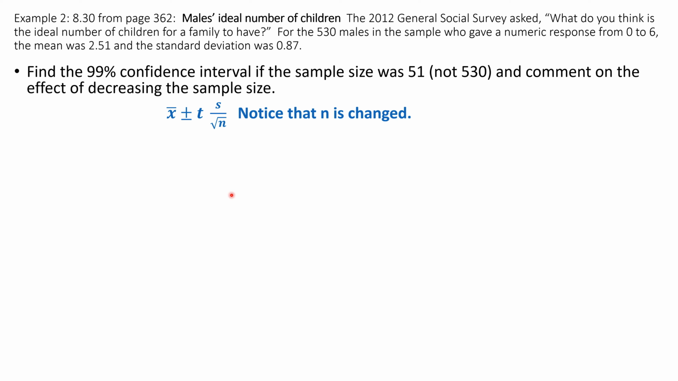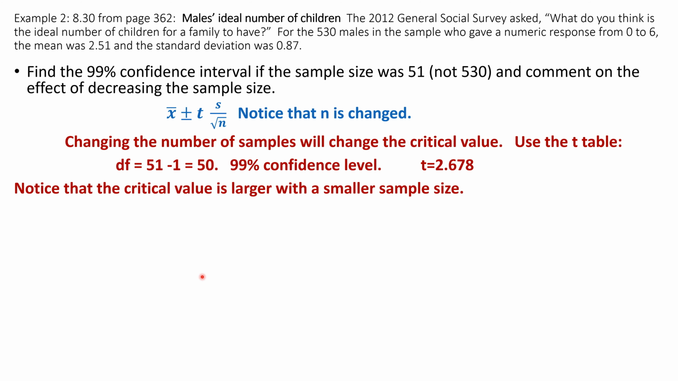Now let's find the 99% confidence interval if the sample size was 51, not 530. So in this formula below, we notice that the sample size is changed. Changing the number of samples will change the critical value. So when we use the t-table, we are no longer using the infinity row. Now we are looking at the degree of freedom equals 50. And at the 99% confidence level, the t-critical will equal 2.678. Notice that the critical value is larger with the smaller sample size.